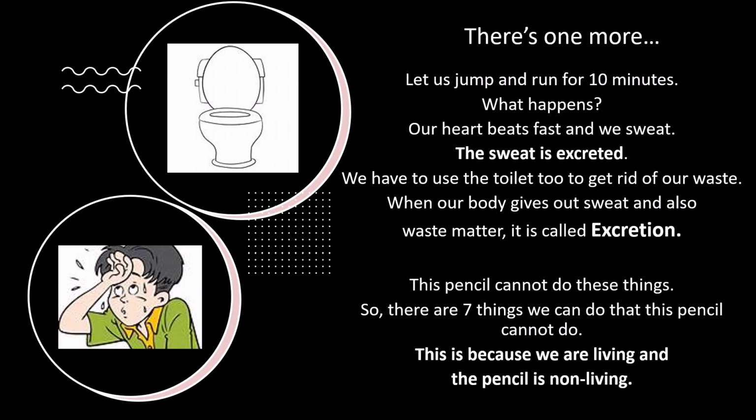There's one more. We need to find what it is. Now let us all jump and run for 10 minutes. Come back. What happens? Our heart beats fast and we sweat. The sweat is excreted. We have to use the toilet too to get rid of our waste. When our body gives out sweat and also waste matter, it is called excretion. This pencil cannot do these things. So, there are 7 things we can do that this pencil cannot do. This is because we are living and the pencil is non-living.